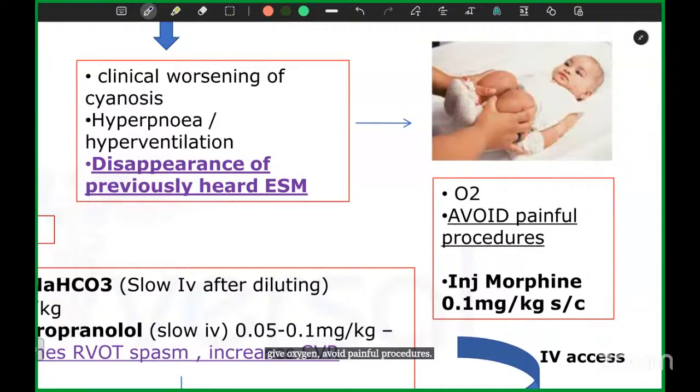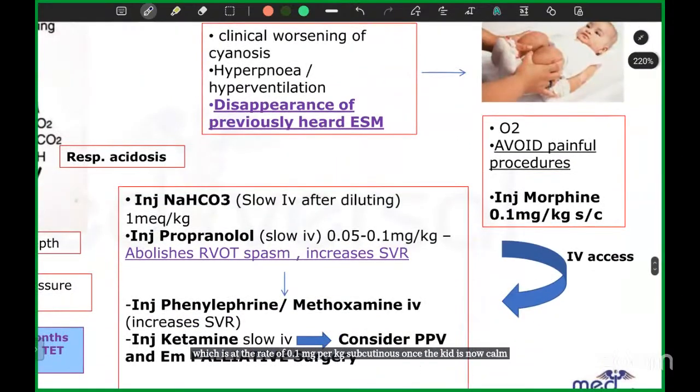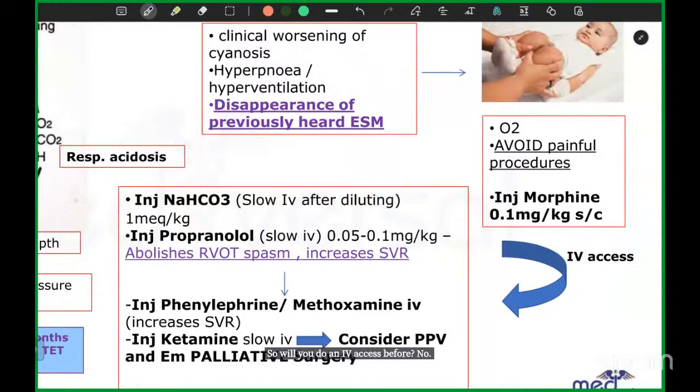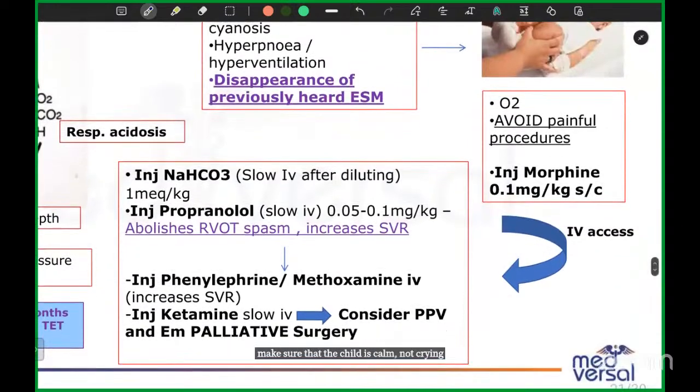Once this is being maintained, now I need to calm the child down, sedate the child, give morphine, which is at the rate of 0.1 mg per kg subcutaneous. Once the kid is now calm and stable, now do an IV access. This is an extremely important point. So will you do an IV access before? No, you will actually inject morphine, make sure that the child is calm, not crying, and then only you will start with an IV access.